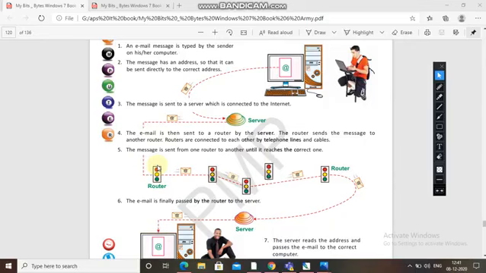So these are connected with telephone lines and cables so that the signals pass through the wires and the message is sent from one router to another router till it reaches the correct one. When it has reached the correct router, it finally sees the address and sends it to the server, and the server reads the address and passes the email to the correct computer.